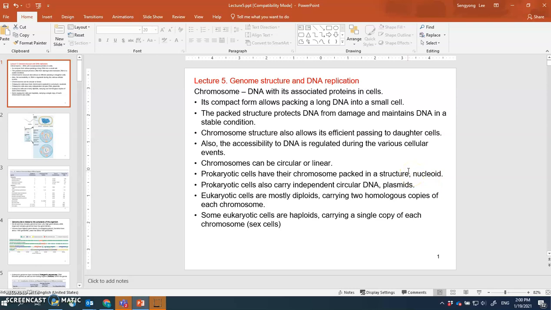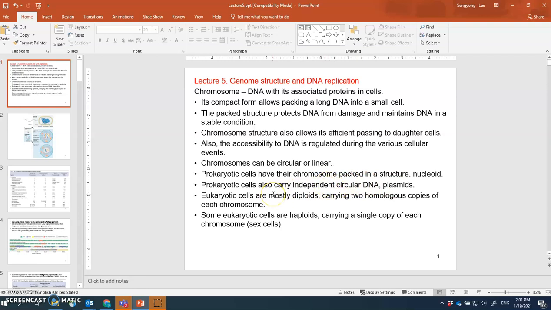Besides the chromosome, they may carry independent circular DNA called plasmids, which are much smaller. Independent meaning they are not part of the chromosomal DNA. The plasmid DNA exists as separate entities, and they are replicated separately. So those are plasmid DNA. We call them extrachromosomal DNA.